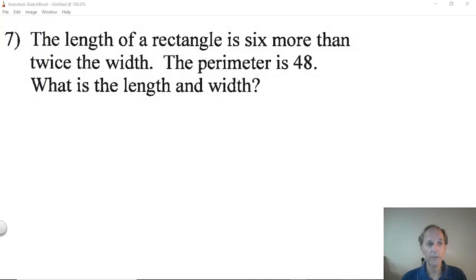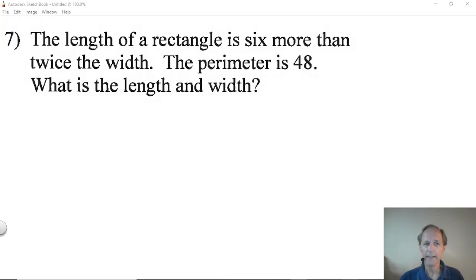So we have this problem. The length of a rectangle is 6 more than twice the width. The perimeter is 48. What is the length and width? This problem is actually one of the review problems. It's typical of a class of problems we could call rectangle problems. You're given some information about a rectangle and asked to figure out the dimensions.